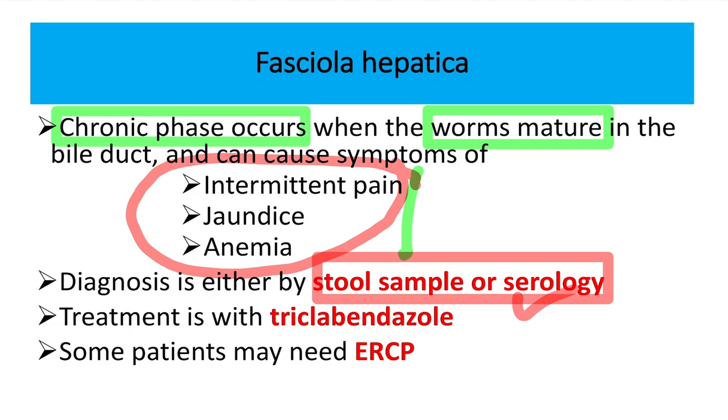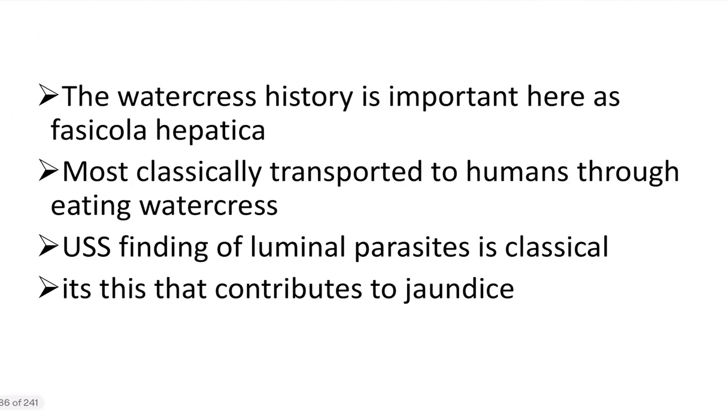What is the treatment? Treatment is triclabendazole, and some patients may need ERCP. What is ERCP? ERCP is endoscopic retrograde cholangiopancreatography. A catheter tip goes to the common bile duct, and if there is a foreign body present like a worm, it removes the worm. And here the water cress history is important for Fasciola hepatica.